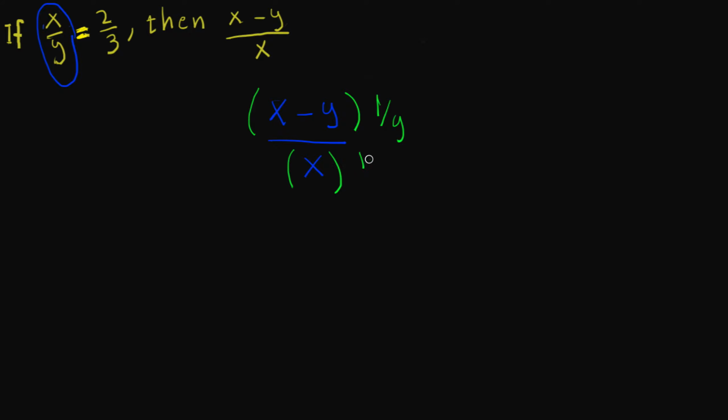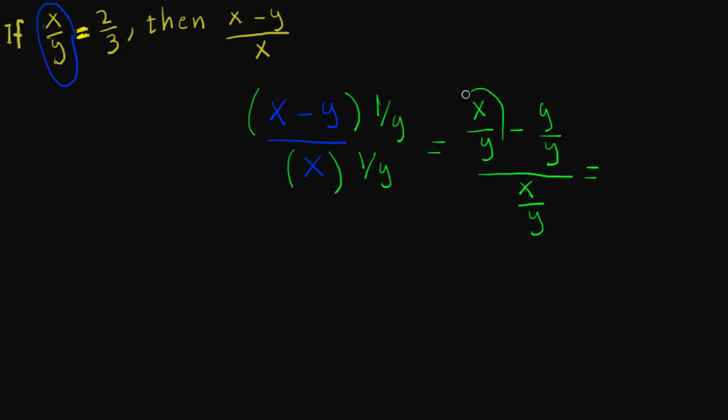So if we do that, what do we get? We end up getting x over y, because x times 1 over y is x over y, minus y times 1 over y, which is y over y. And this whole thing is divided by x times 1 over y, which is x over y. And look what we got now. Now we have the term that is given. We have x over y in the equation.